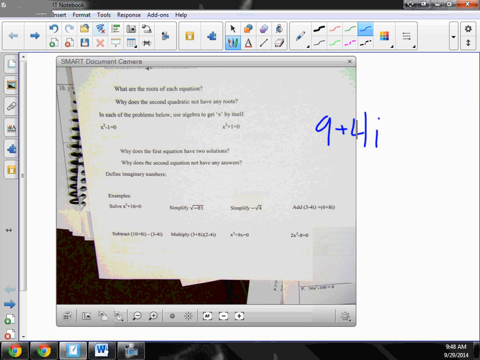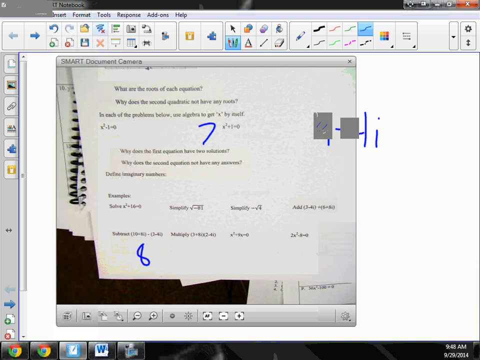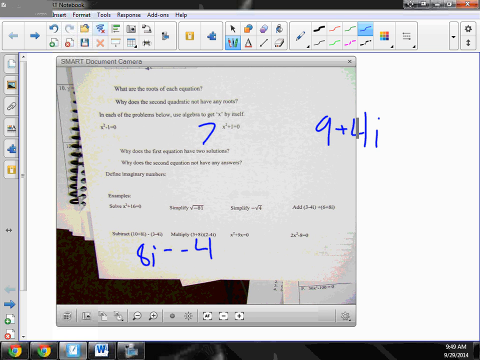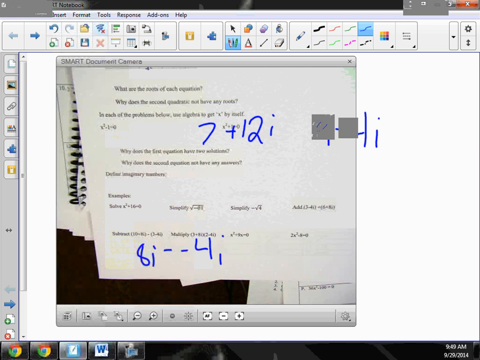Okay? That's a subtraction problem. So 10 minus 3 is 7. And then I have 8i minus negative 4i, which is plus 12i. So this just says take 8i and then do the opposite of what's being subtracted.